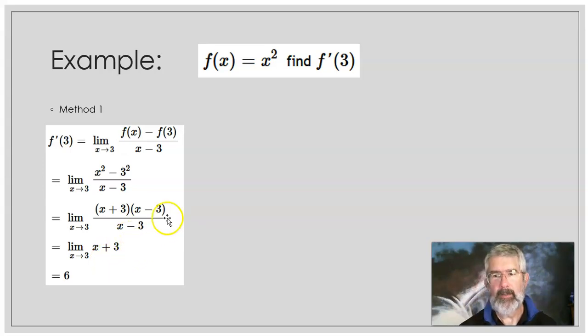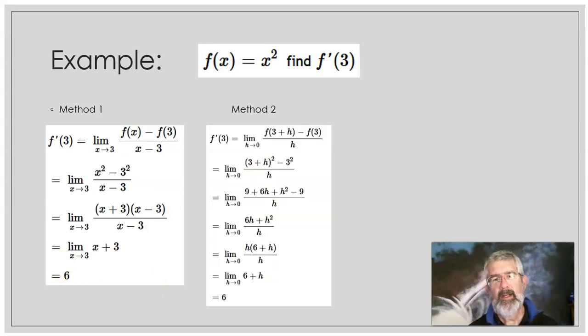Apparently there's a bit of error correction in this method. And then, of course, now that we've canceled out the 0 over 0, you can plug in x equals 3 to get 6. So the slope at x equals 3 is 6. Now let's look at using the other definition. So here is method 2.